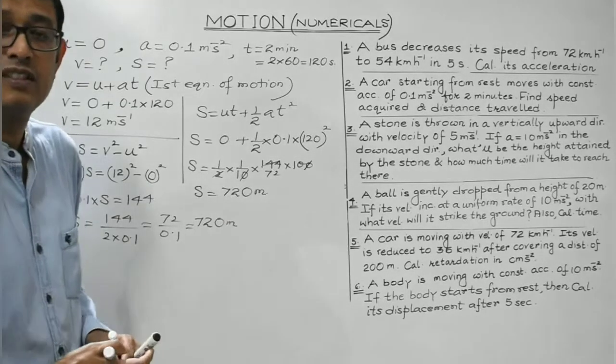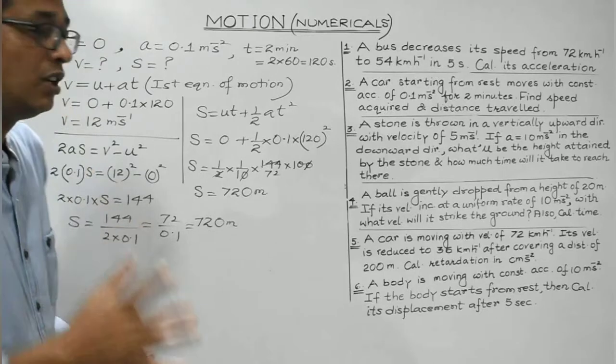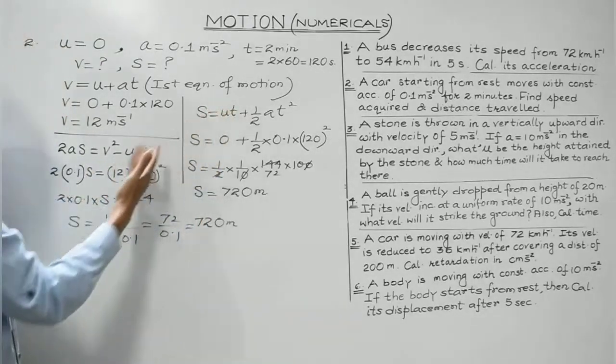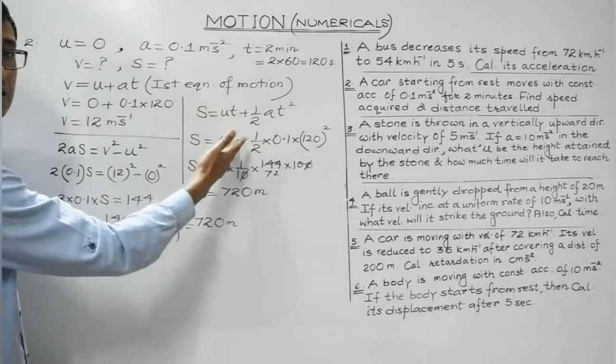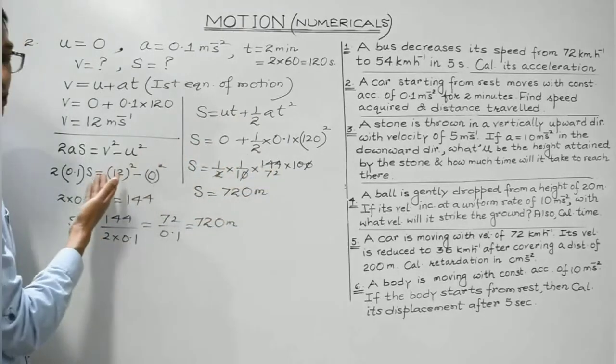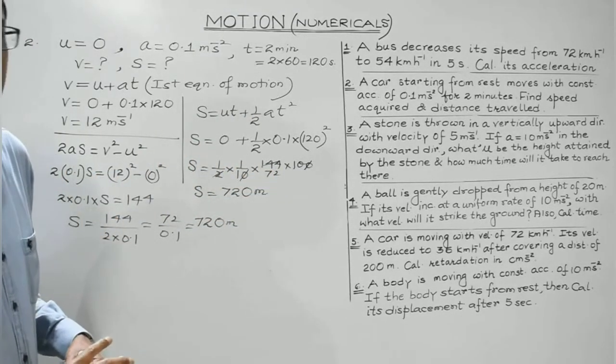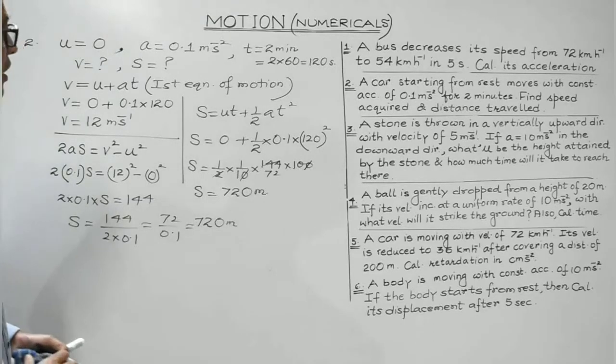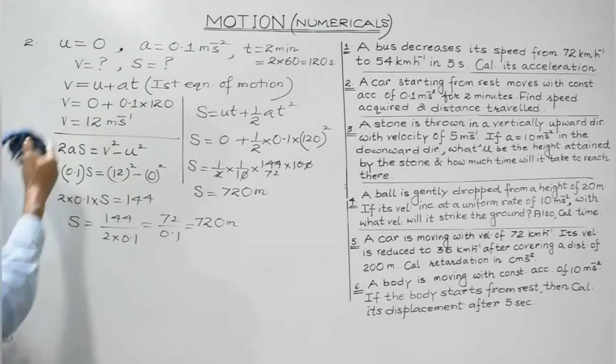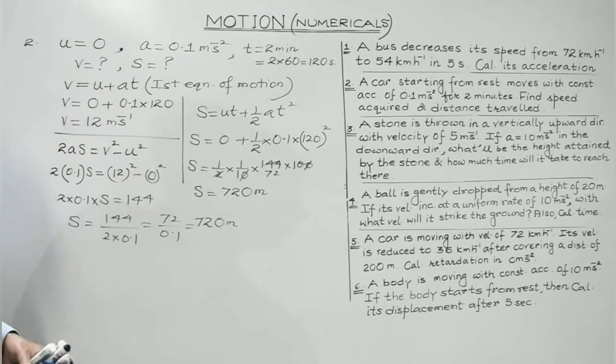So students, it's entirely up to you to make use of either of these two equations. Either by using the second equation of motion or by using the third equation of motion, you can easily get the result. So it's entirely up to you, right? So this is how the distance covered as well as the final velocity of the car can be obtained, right?